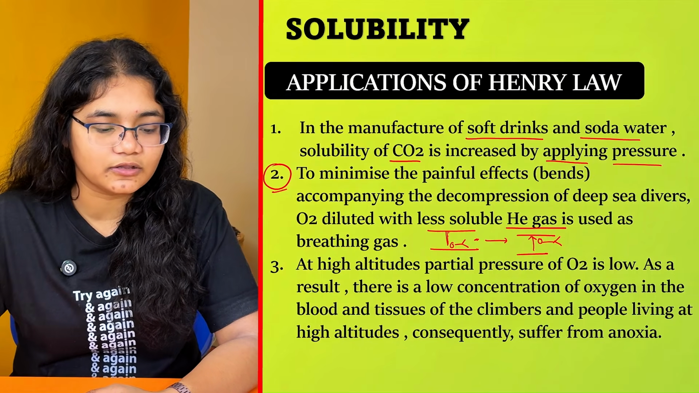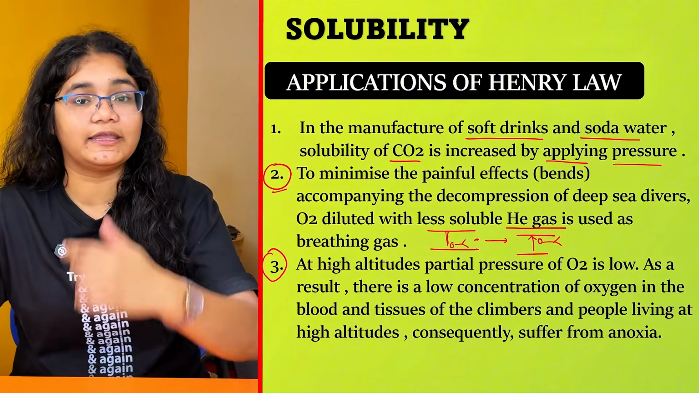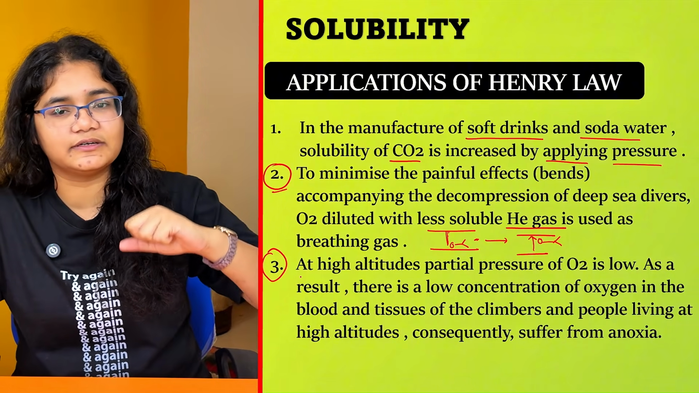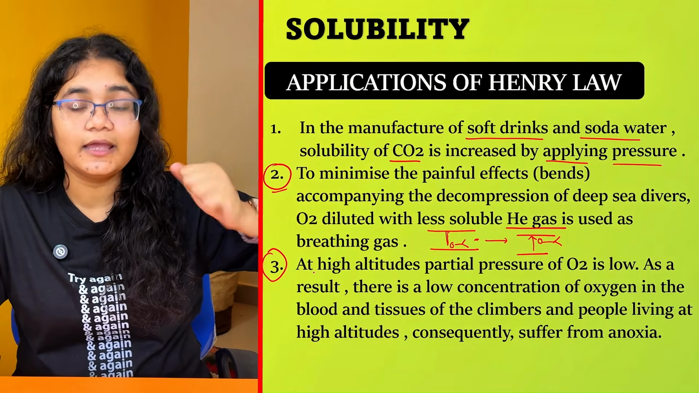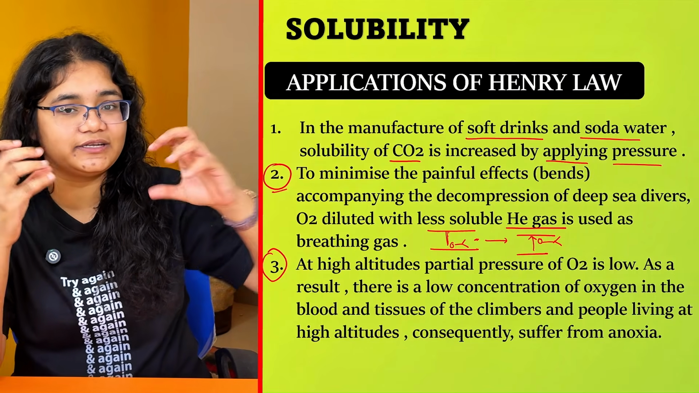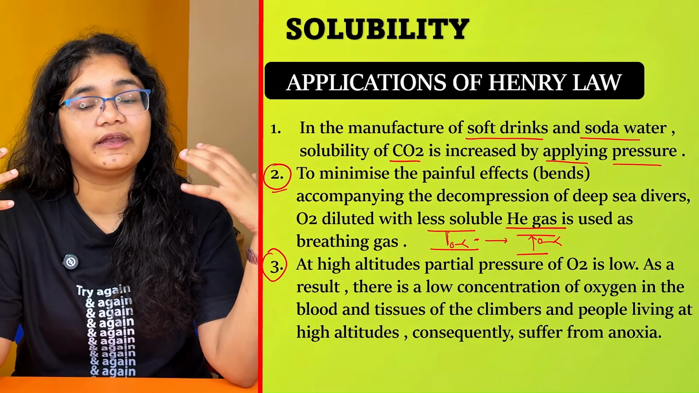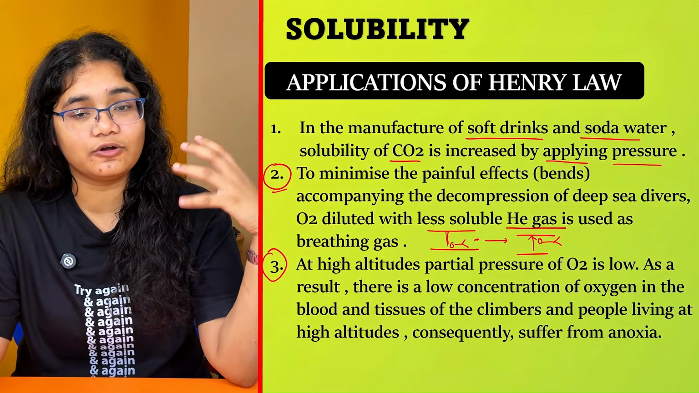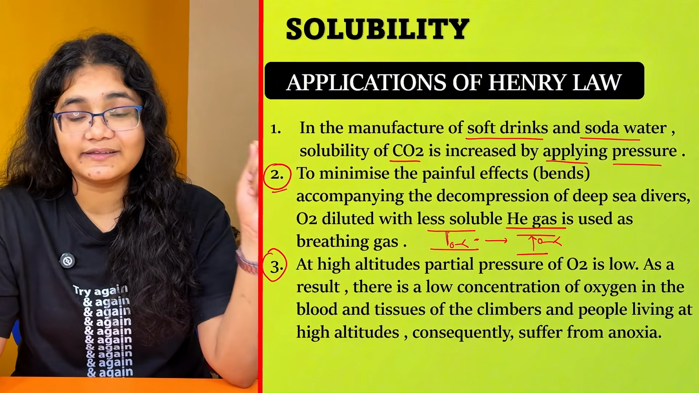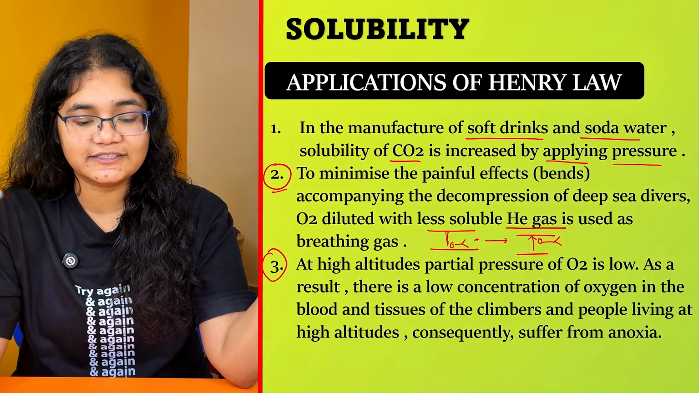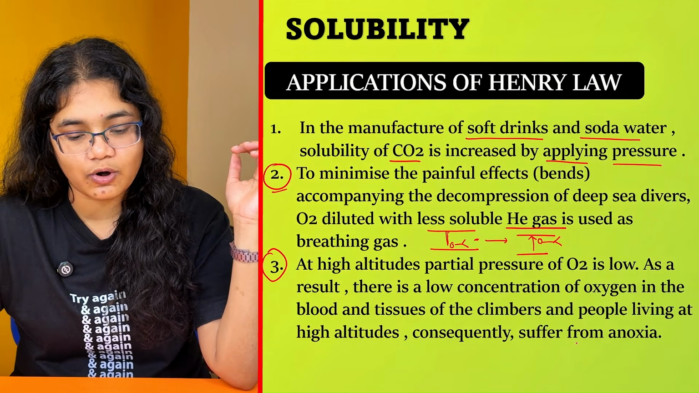Now coming to the third application, which is for higher altitudes. When mountain climbers and trekkers go to a higher altitude, the pressure is less. Why? Because of the height, the pressure is less. If pressure is less, solubility will be less, so a lesser amount of oxygen gets dissolved in our blood. If less oxygen gets dissolved, our brain does not get enough oxygen, it loses its ability to think, and they get dizziness. This medical condition is called anoxia.